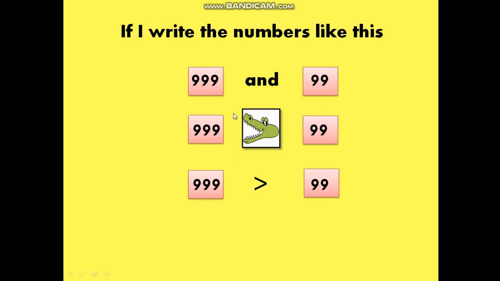And if 999 was towards the left side, what will the crocodile do? He is a clever fellow. He is going to turn his face towards 999, wherever it goes, whether it is on the right hand side or left hand side. That means even if the greater number is on the left hand side, the crocodile will face that number only. So this time, because 999 is on this side, it is going to open its mouth towards the left side.